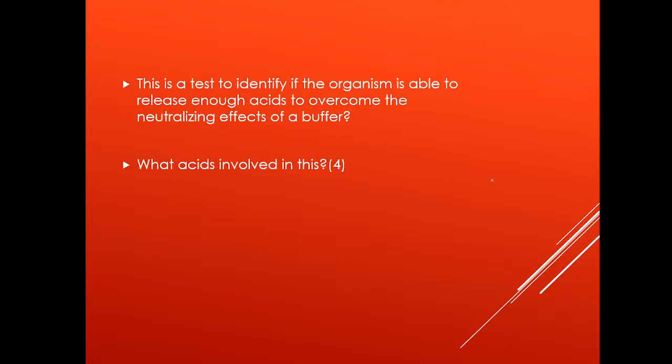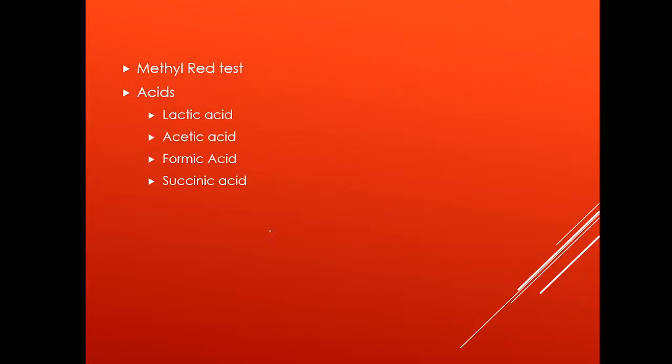All right, this is the test used to identify the organism based on the neutralization effects of the microbe. So it is actually the methyl red test, and it involves several acids. It tests the organism's resistance to the neutralizing effects of the acid buffer. It's either lactic acid, acetic acid, formic acid, or succinic acid. So these are the acids that are tested by methyl red.